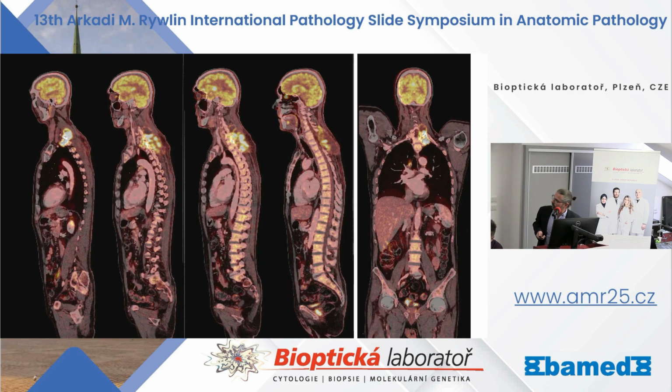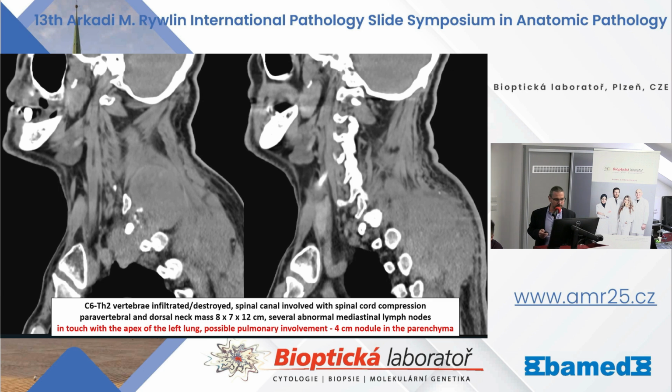And if we go back to imaging, you can appreciate in serial sections that there is involvement of the upper thoracic aperture and thoracic cavity, in addition to this neck mass. And they also described on this MRI that the tumor is in touch with the apex of the left lung, and possible pulmonary involvement with a 4 centimeter nodule. I wasn't able to identify it on this imaging, but I'm not a radiologist.